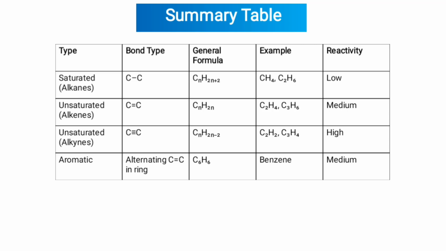Reactivity medium. Third one, unsaturated compounds, alkynes, carbon-carbon triple bonds. General formula is CnH2n-2. Example: C2H2, C3H4. Reactivity is high. And last one, aromatic compounds. Bond type is alternating carbon-carbon double bond in ring. General formula is C6H6. Example: benzene, reactivity medium.